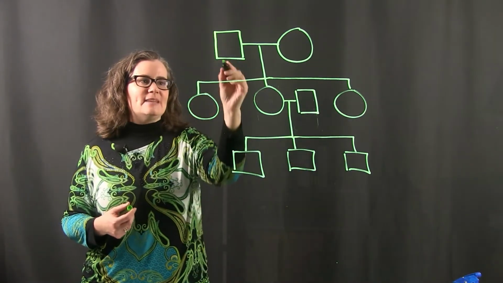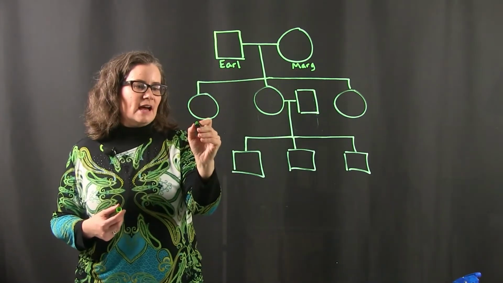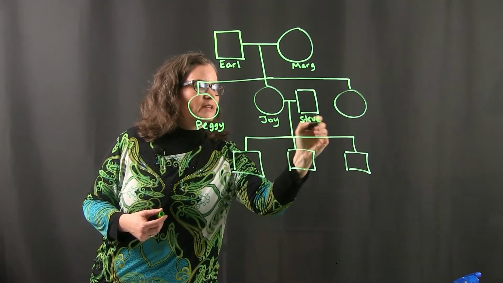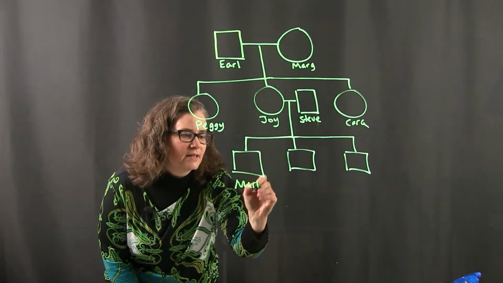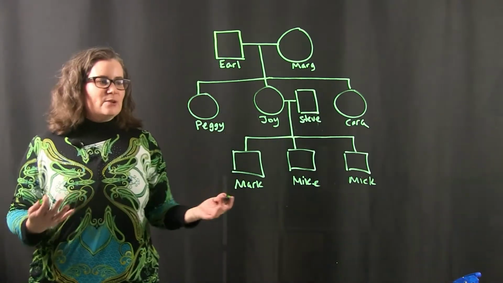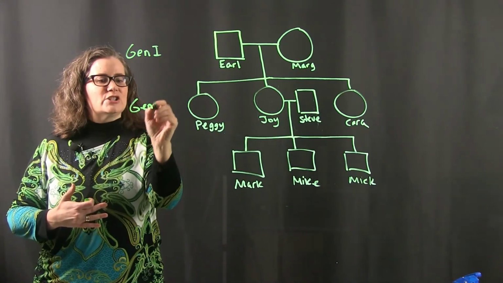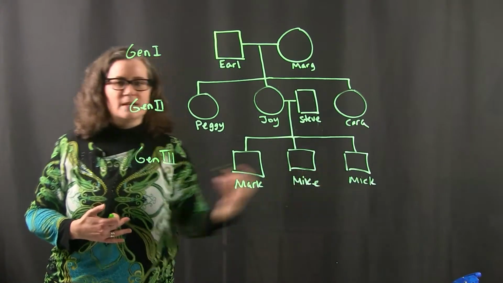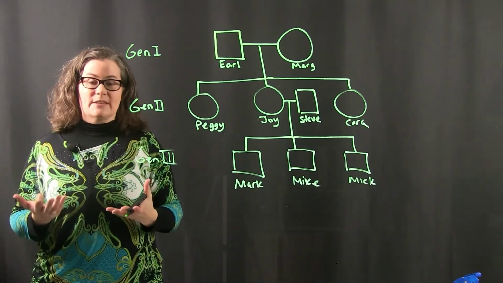Now I'm going to put in the names so that you can track this. So this is Earl and Marge, and then this is Peggy, Joy, Steve is her partner, and then Kara. And then down here we have the 3 sons, Mark, Mike, and Mick. Now, once you have your generation set up, here's generation 1 at the top in a line, and then generation 2 with the daughters in a line, and generation 3 with the grandchildren in a line. Once you have that set up, then you're going to work out the genotypes for this particular family.